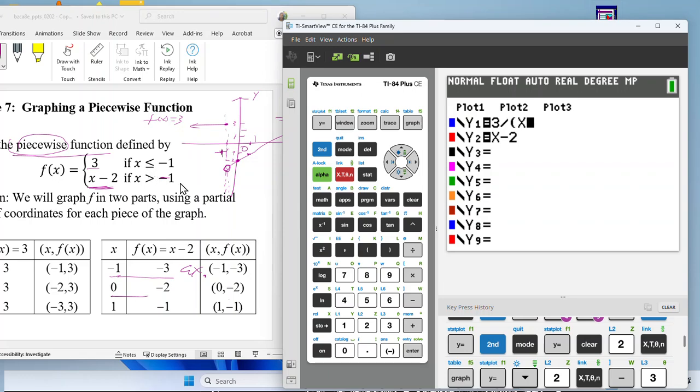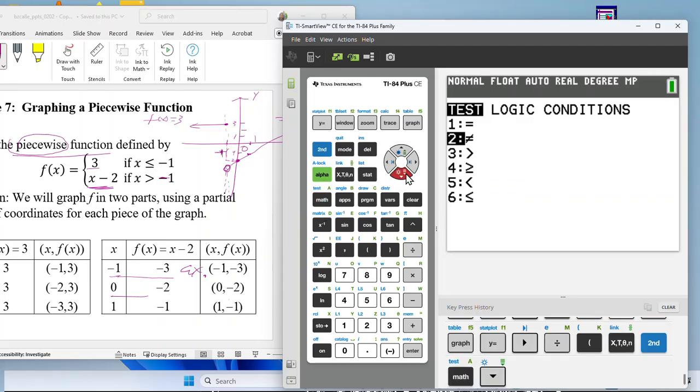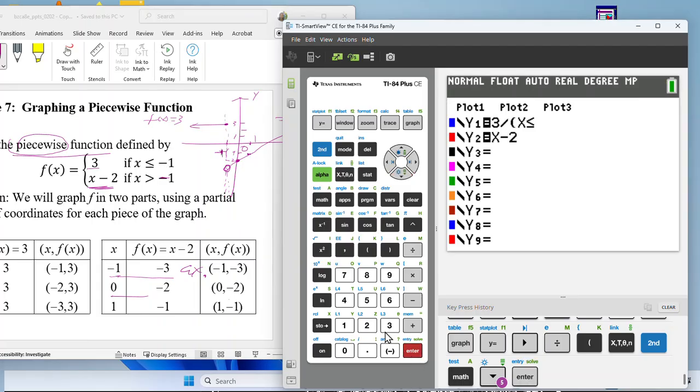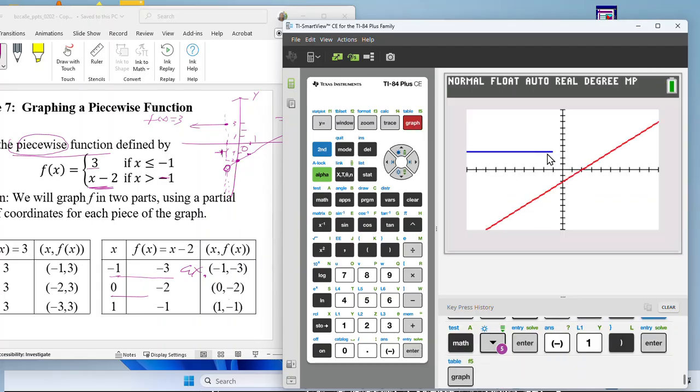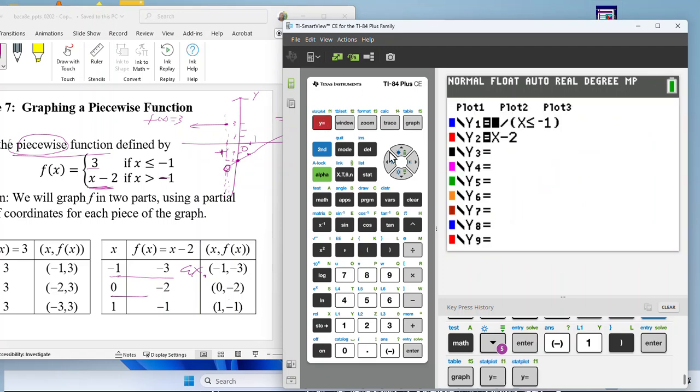You have to go to the test. So second math is the test. This less than or equal to in here is number 6. Hit enter, and then less than or equal to -1 right here. Once I input this condition with this one and graph them, it stopped, right? Look at that, it stopped at x equal to -1. It didn't go through this whole thing anymore, okay? And then same thing, for the second one, I can set up the condition.